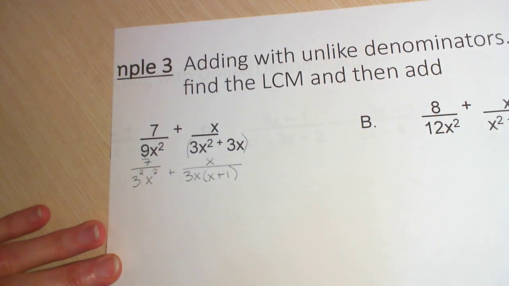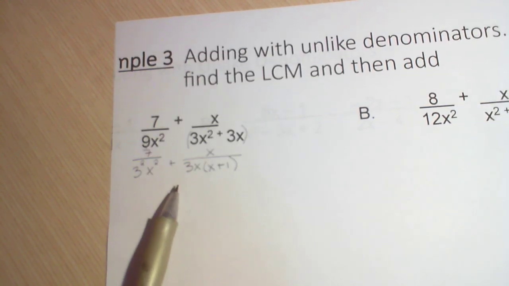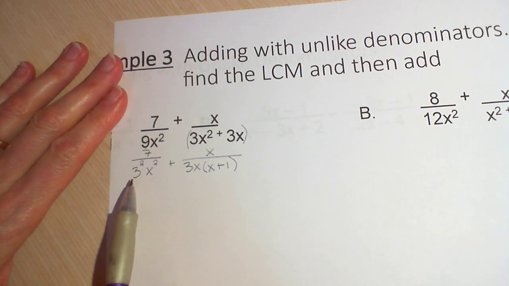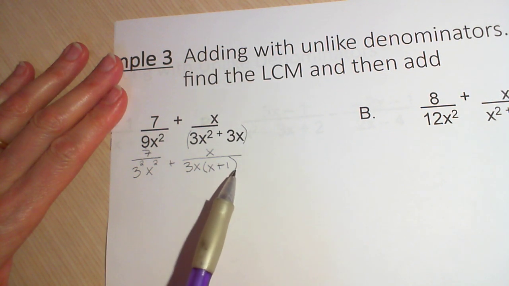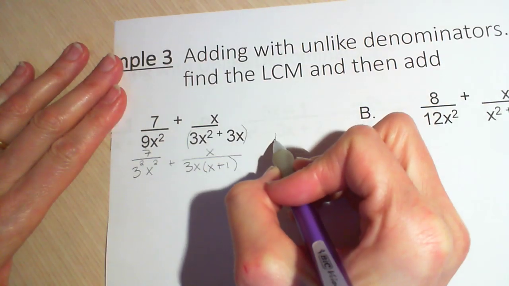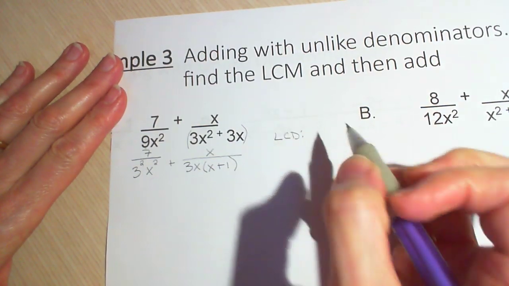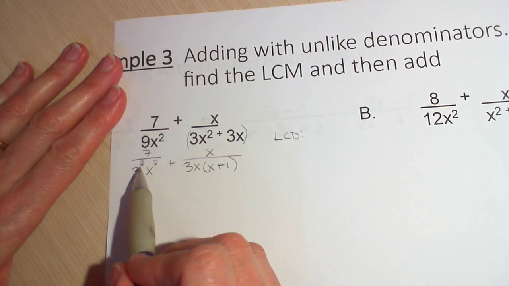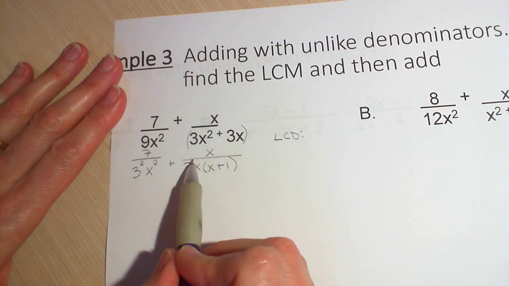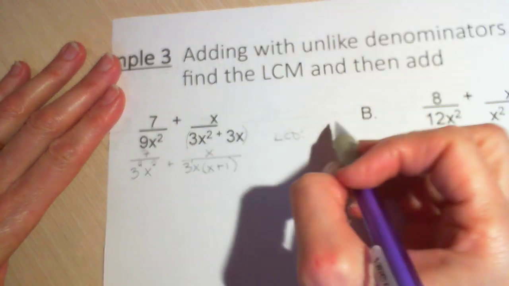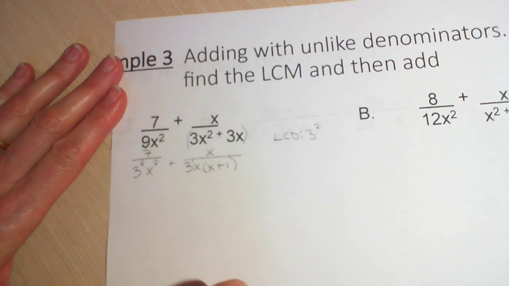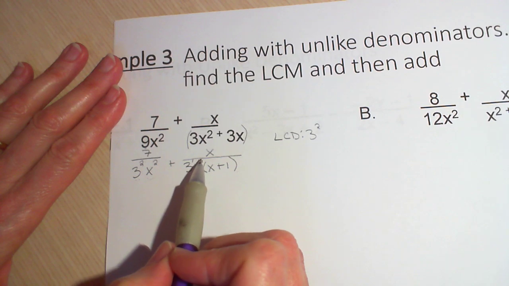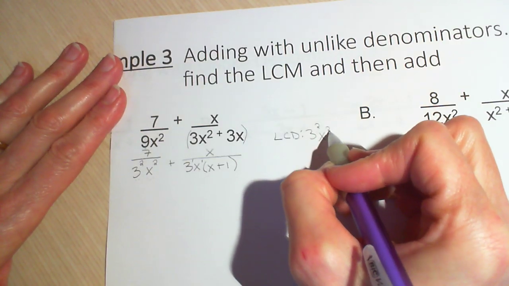And then you want to think, okay, what's a least common denominator here? So I need each factor, the 3, the x squared, the 3, the x, and the x plus 1, represented at least once. So I just start with the fraction on the left. This has a 3 to the second power. This one has a 3 to the first power, so I want to take the higher exponent, so I'm going to take 3 squared. This has an x to the second power. This has an x to the first power. I'm going to take the higher exponent. So x squared.